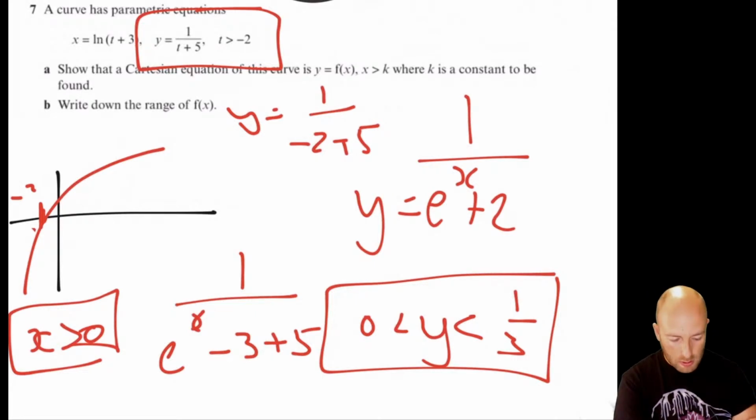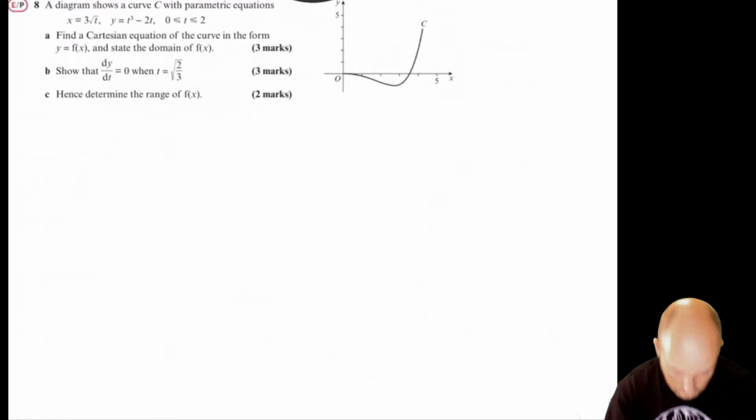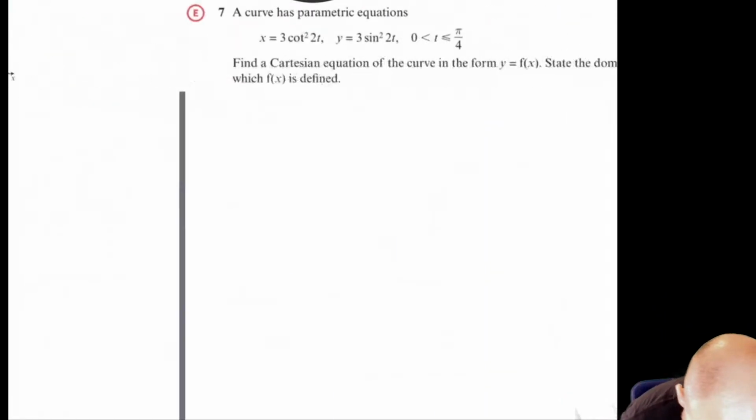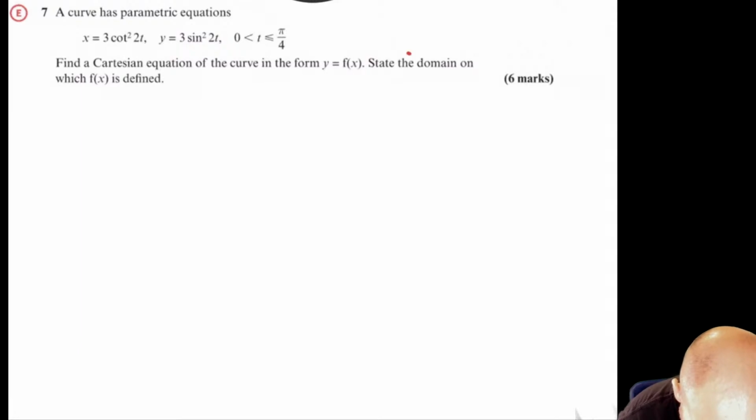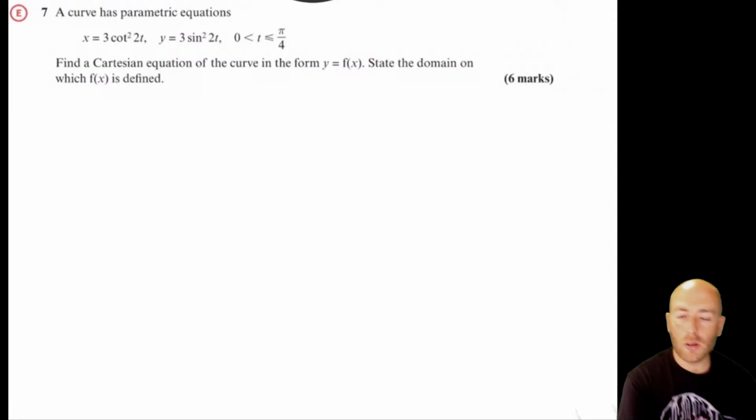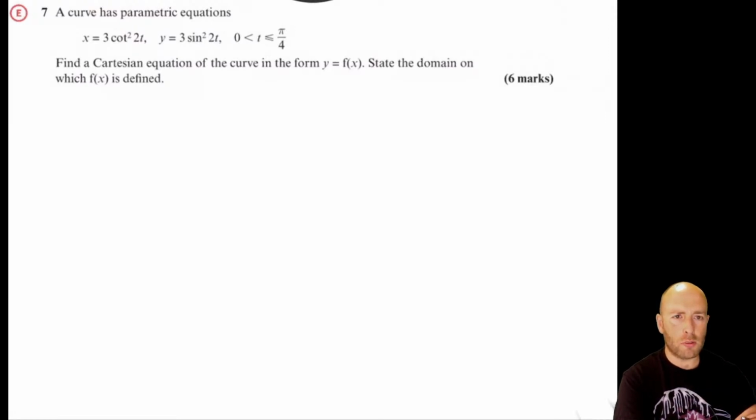Right, let's move on. I'm going to skip this one because I'd like to do some of trig. So, find a Cartesian for this one. So a little bit of algebra. 6 marks, 6 minutes. This should be easy if you can remember your trig equations. So time starts now.